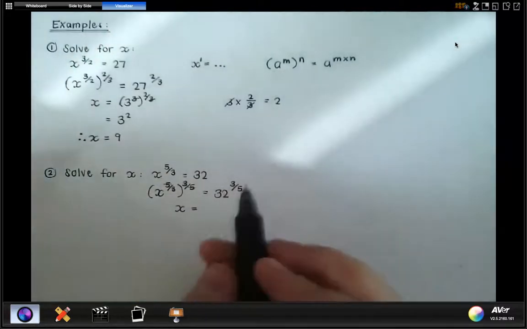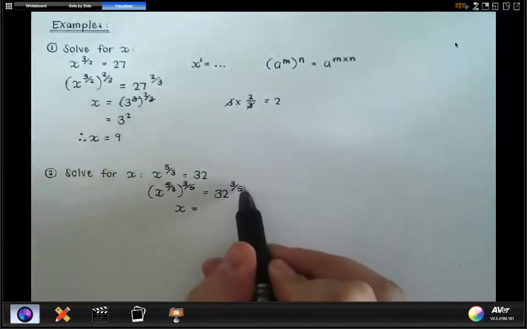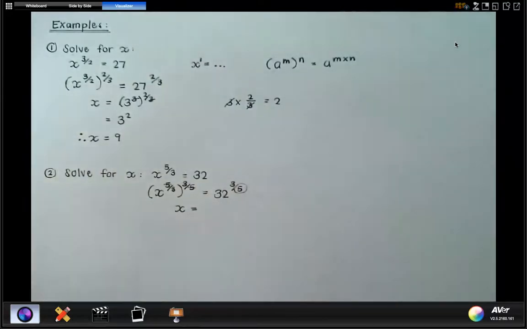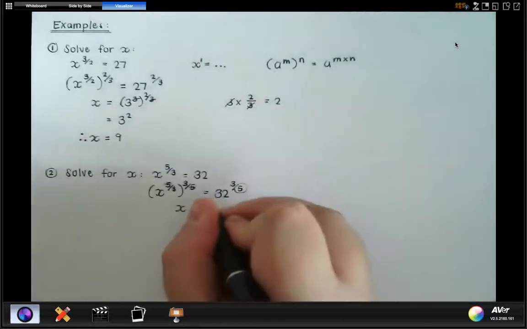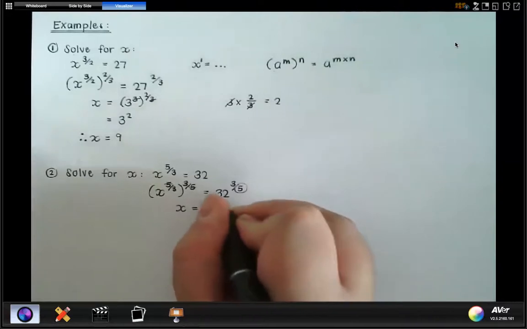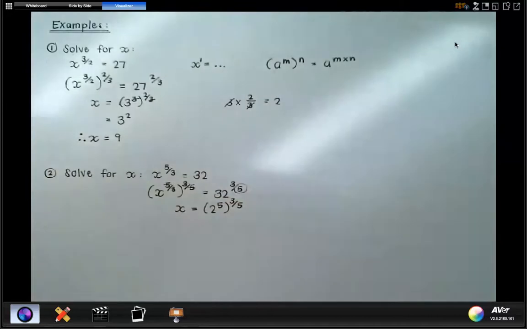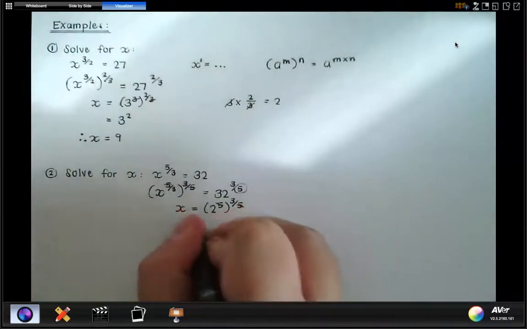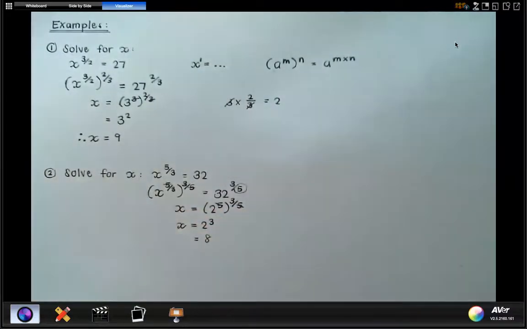And now this side, we need to figure out what this is without using a calculator. So if we look at this denominator, it's 5. Can I write 32 as something to the power of 5? So that the 5 of this exponent will then cancel out the 5 in my denominator. I'm sure you all know that 32 is the same as 2 to the power of 5. So we raise that then to 3 over 5, and then those 5's will cancel out. We're left with x equals 2 cubed, which is 8.